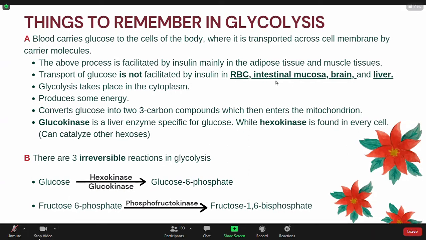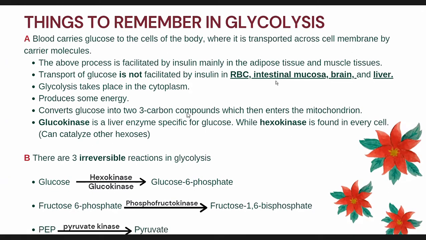So as the blood carries your glucose to the cells of the body, where it is transported across the cell membrane by carrier molecules. So you have a transporter there. The above process is facilitated by insulin mainly in adipose tissue and muscle tissue, which means that the target tissue or target organs of insulin are the adipose tissue and your muscle tissue.